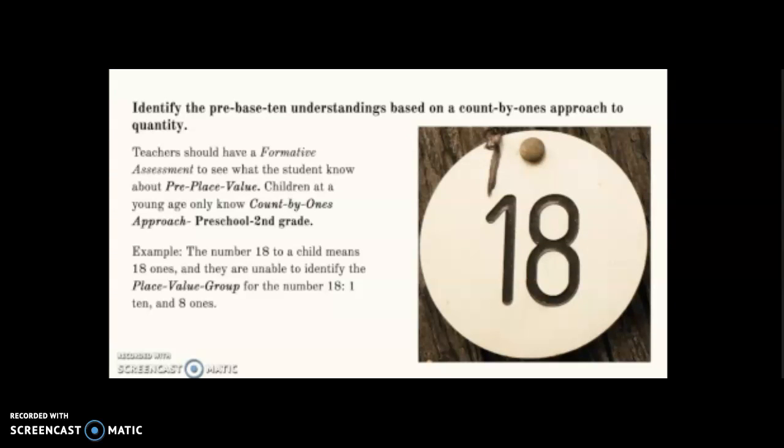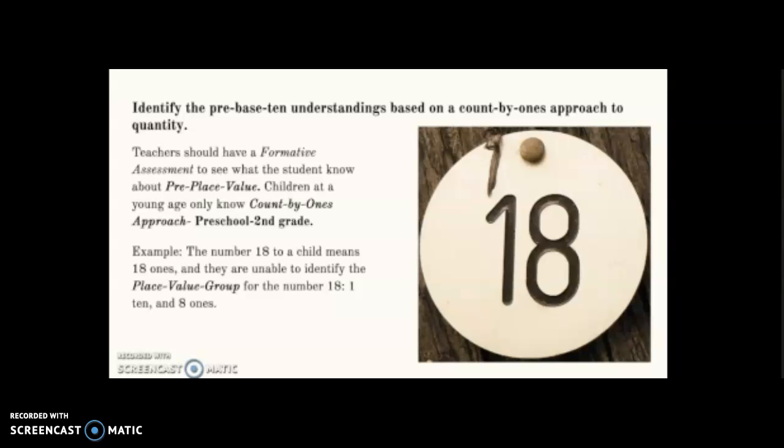We are going to identify the pre-base 10 understanding based on a count-by-ones approach to quantity. Teachers should have a formative assessment to see what the students know about pre-place value. Children at a young age only know the count-by-ones approach, from preschool to second grade. Preschoolers and kindergartners are still in one-to-one correspondence, and we are trying to stretch and extend that to learning pre-base 10, which is what they typically learn.